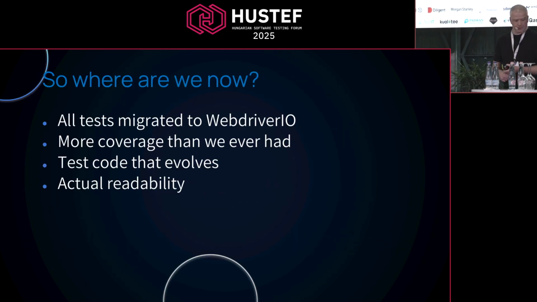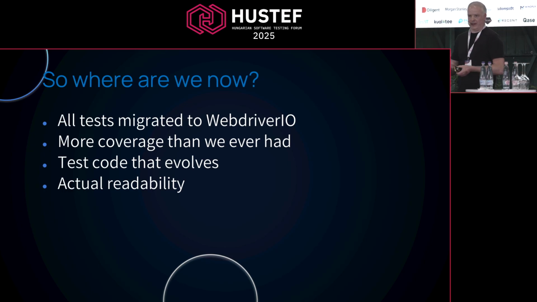So where are we now? I did this presentation six months ago as well. So yeah, we're well beyond having migrated our tests to WebDriverIO. We have more coverage than we ever had as we've continued to extend, as we have testers contributing to the test automation without using Cucumber. We have test code that evolves as my understanding of the domain has changed and grown, but also as the applications have changed and grown. And we have real readability, in code, applying those principles that Cucumber talks about.